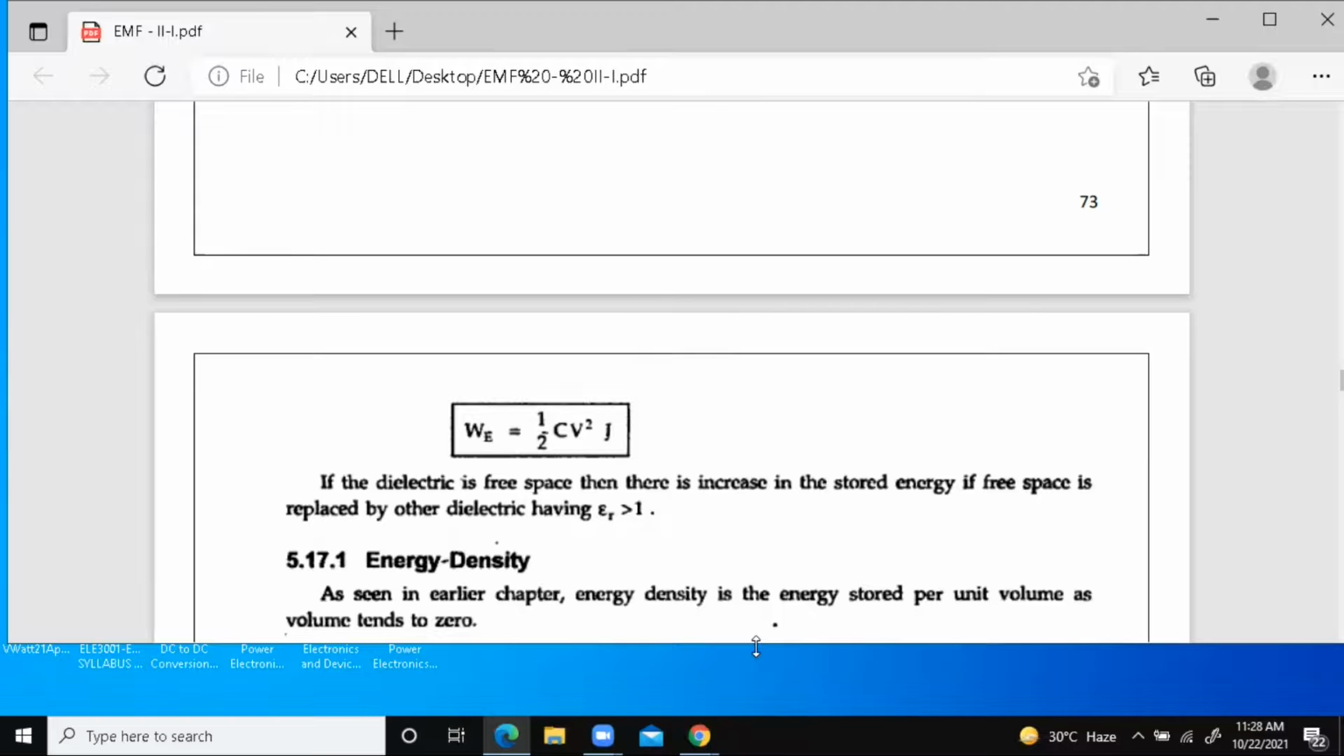So energy stored in a capacitor, W_E, is half C V squared joules.